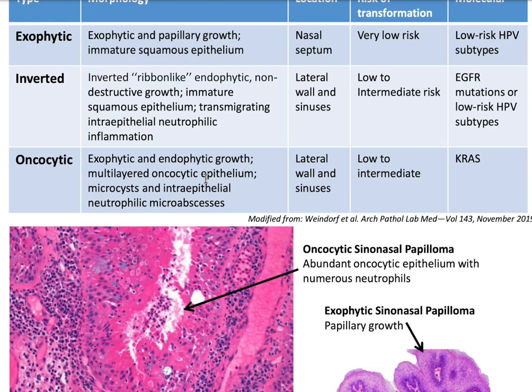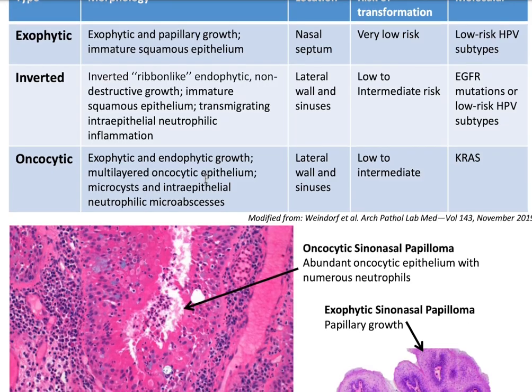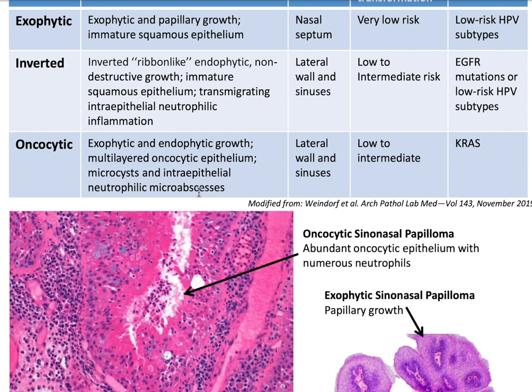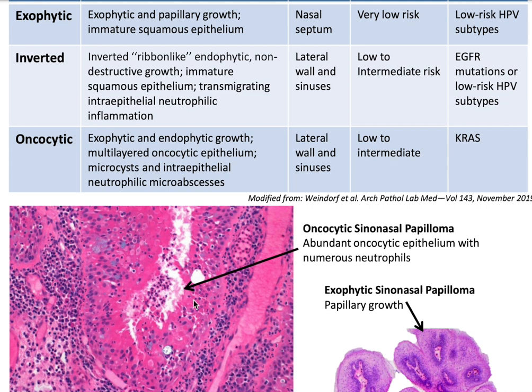An oncocytic sinonasal papilloma, you'll have an exophytic and endophytic growth. You have multi-layered oncocytic epithelium, microcysts, and intraepithelial neutrophilic microabscesses, as you can see here. This is seen in the lateral wall and sinuses.